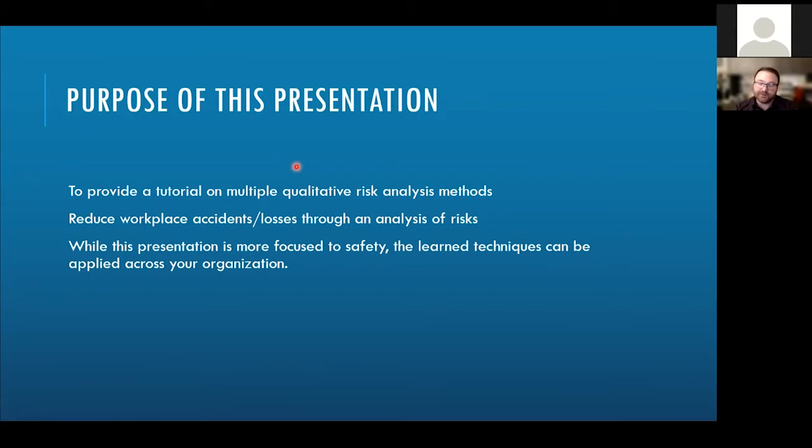However, you can use these methods for other loss exposures, such as employee retention or improving brand image. I did see that someone said they were with Cyber Wyoming, so that's cybersecurity, I'm assuming. You can absolutely use some of the quantitative information that we have here to map certain cyber risks. But since we're focused mainly on safety here, we're going to be focusing primarily on worker safety.